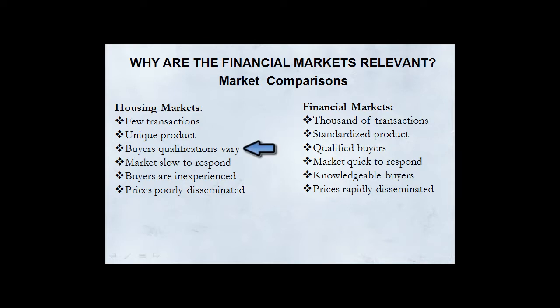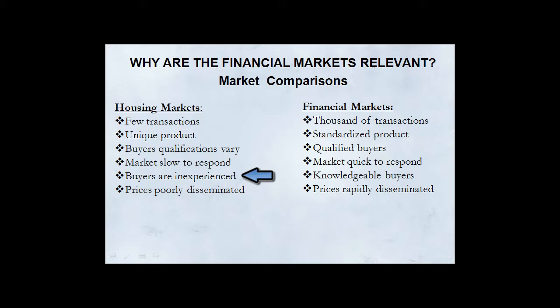Buyer qualifications in the housing markets vary widely. Some people put zero down, most people put a small amount down and borrow the rest, but people do come with money and there are cash buyers, so qualifications vary widely. Markets are slow to respond to economic conditions. Most people will buy when they have family needs, or it suits their employment, they happen to have money at that particular time and a steady employment situation.